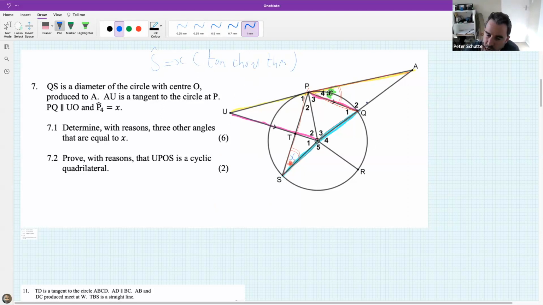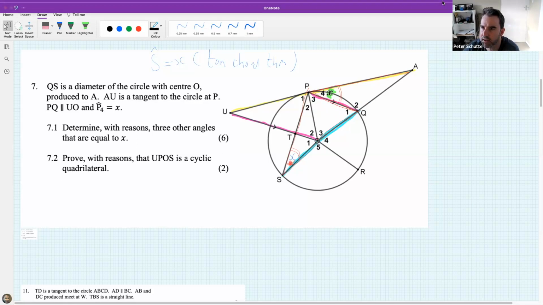Q2, there's Q2. I don't know if I would go with Q2 because I don't see a clear reason. I know there's the diameter, so that could be 90, but I don't think that helps yet. What other colors have I not used? Oh, well, there's a pink thing, which could be helpful, maybe. What other things could be equal to X, do we think?